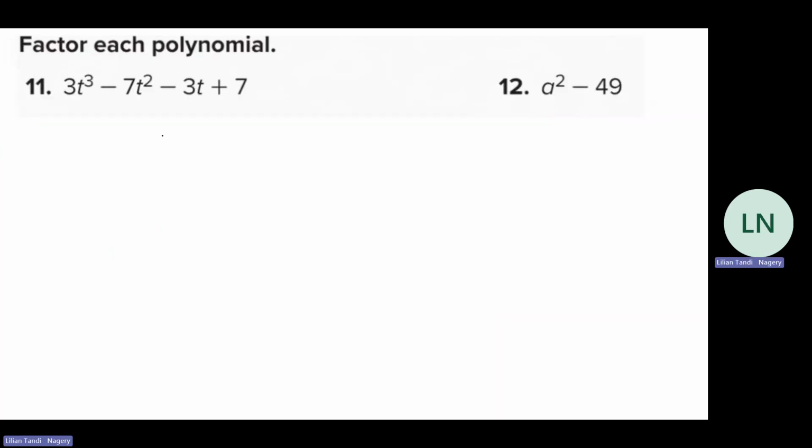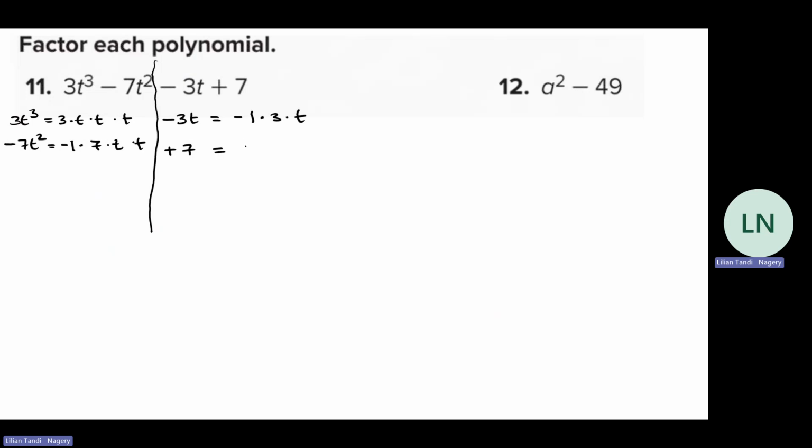All right, so let's do this one. I'm going to divide our polynomial into two parts. You're going to do here 3t cubed minus 7t squared minus 3t plus 7. This becomes 3 times t times t times t, and this becomes negative 1 times 7 times t times t. This becomes negative 1 times 3 times t, and this becomes positive 7.